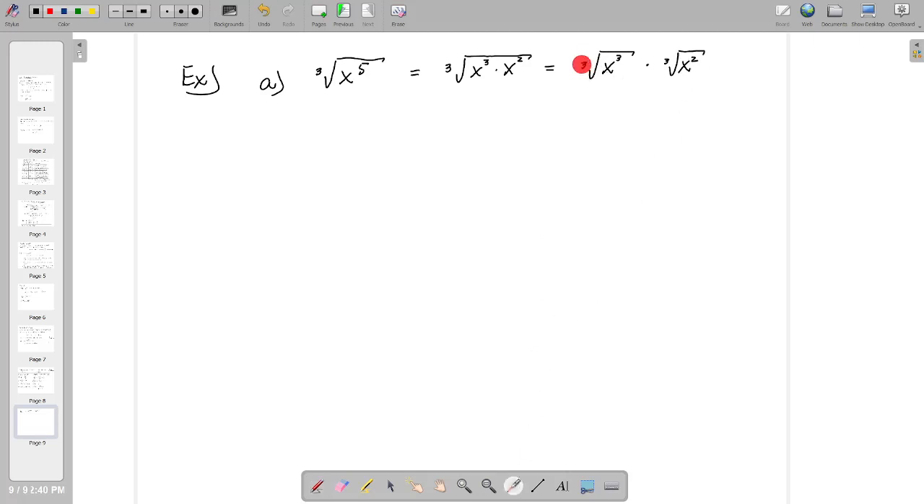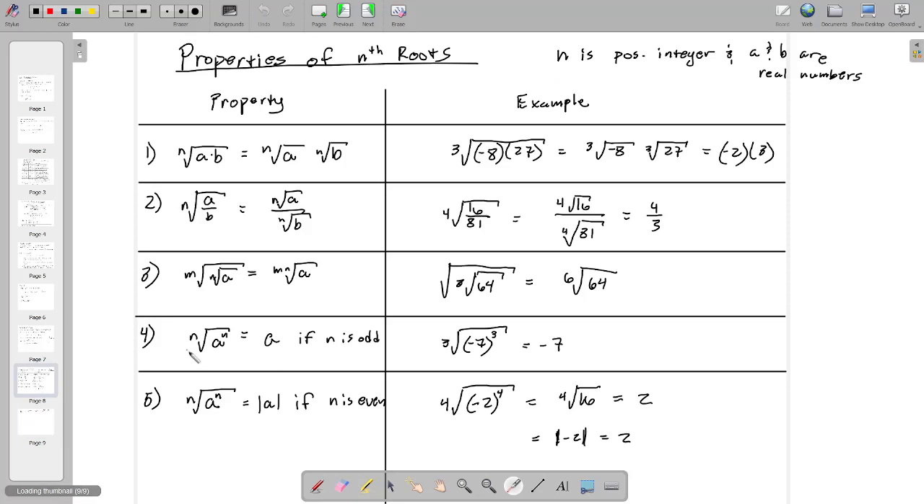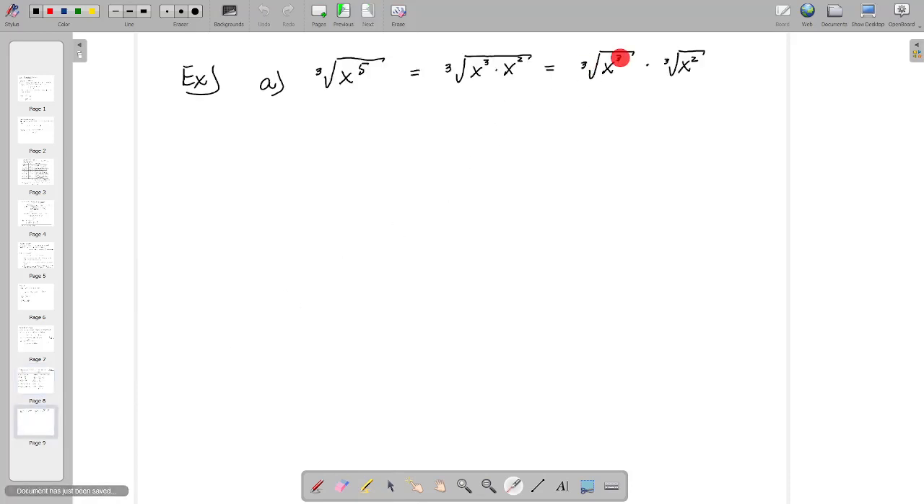Now we have an odd n to the same exact power; our exponent matches our index. That would be rule 4, and our n in this problem is equal to 3. So this just becomes x times the cube root of x squared. There's nothing we can do about this remaining radical because there's not enough exponents to reduce. Our index is larger than our exponent, so we don't have enough x's to pull one out.